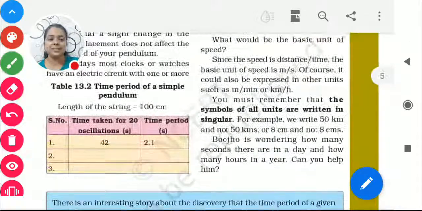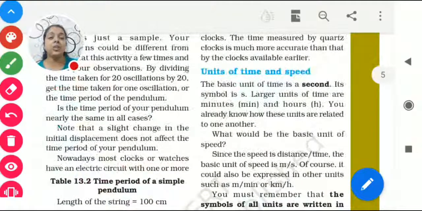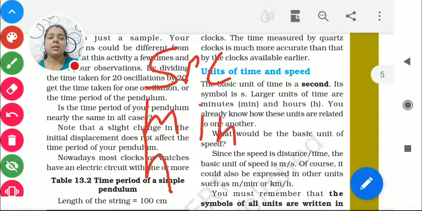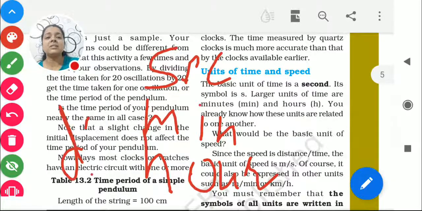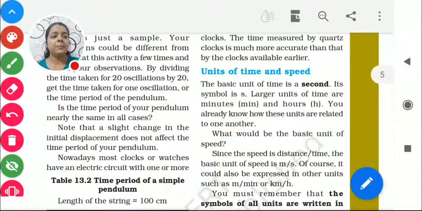And last we are going for the units of time and speed. When we talk about units of time, I think everybody knows very well. Units of time are second, minute and hour. Even we have certain intervals of time known as day, month and year as well. The basic unit of time is second.